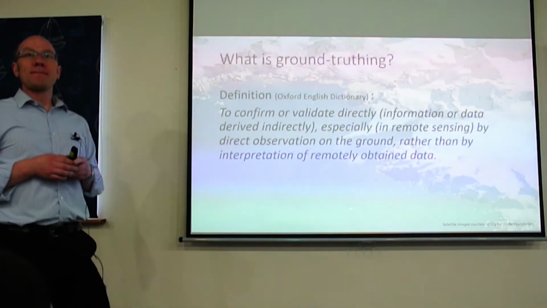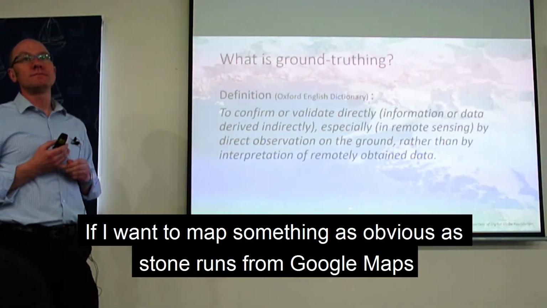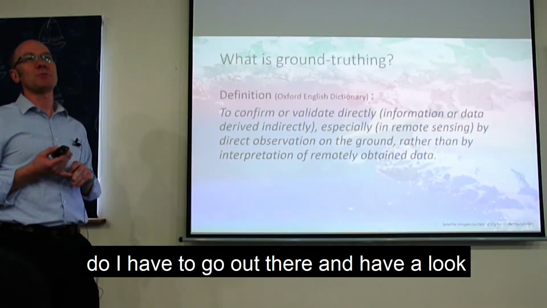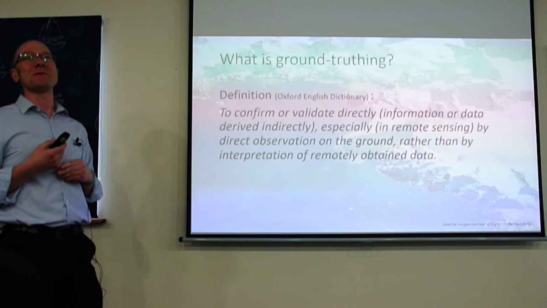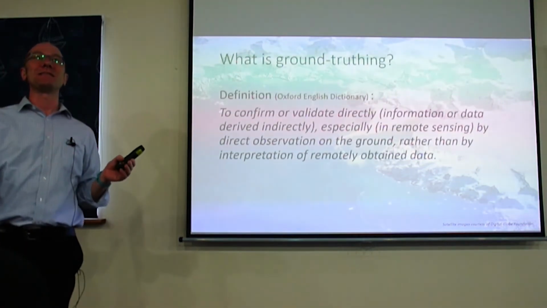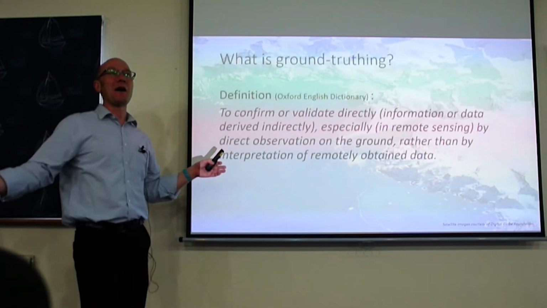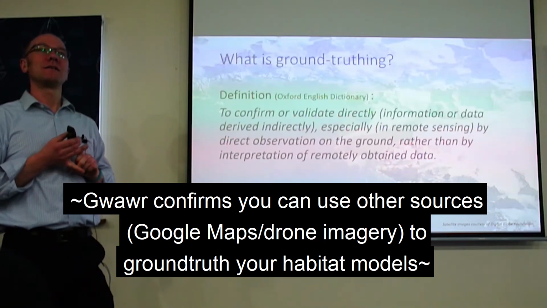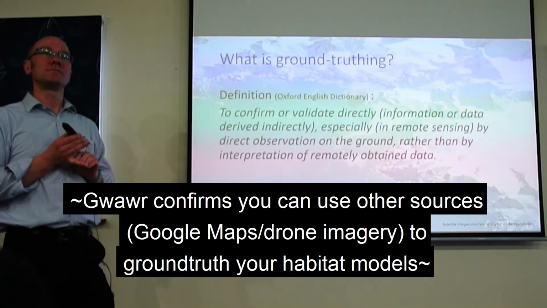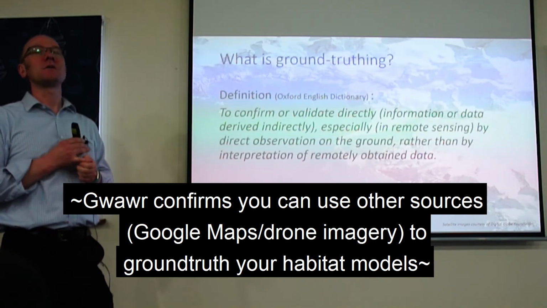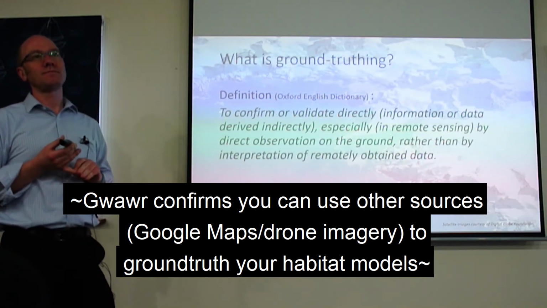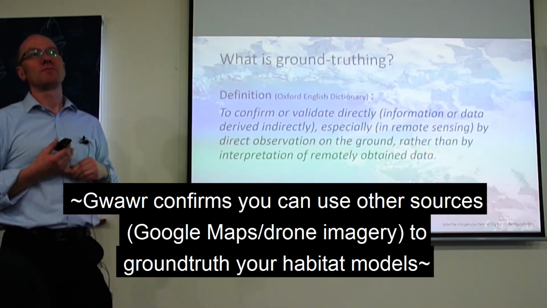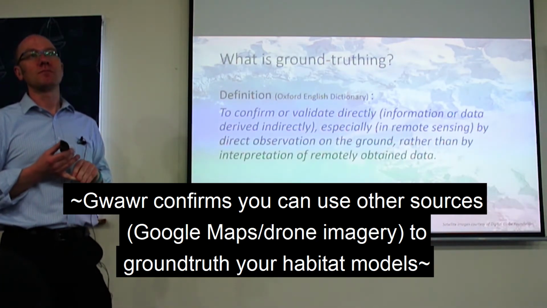Can I just ask a quick question on that one? If I want to map something as obvious as stone runs, and I can make them out in Google Earth images, do I actually need to go out there and have a look? I'd say probably not, but Gwar may correct me. If you're using Google Earth imagery and you can clearly see the stone runs, and they are a massive feature. Well, the problem is that if you're creating a map of the whole area, so stone runs is only one small component of your whole map, then you will need other data to validate that that is actually stone runs in the context of the map. But you can just use Google Earth and create points on Google Earth. You don't have to actually visit there if you can tell by the imagery.